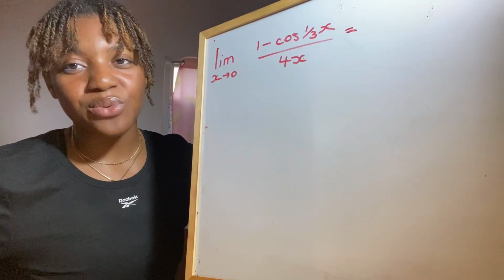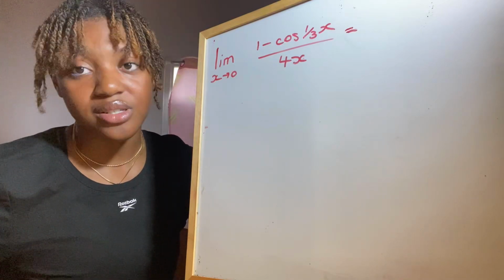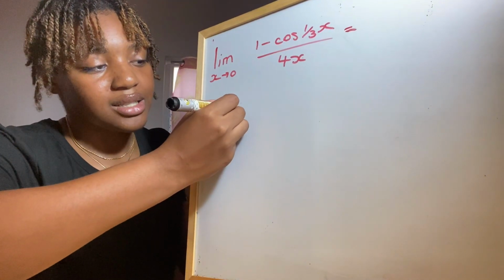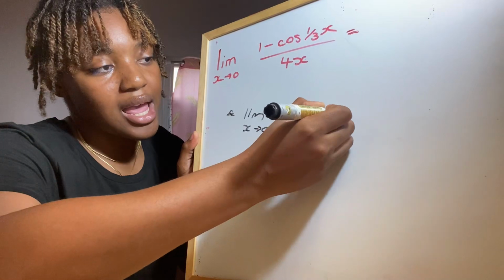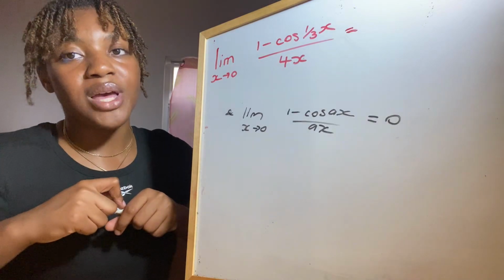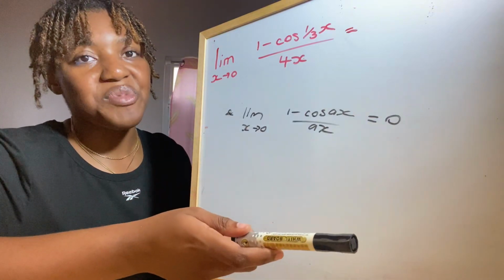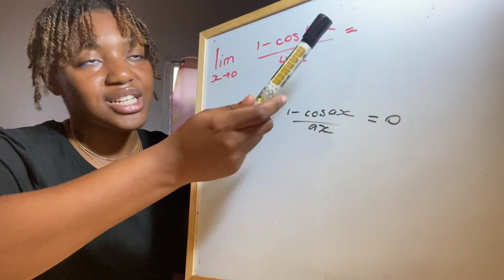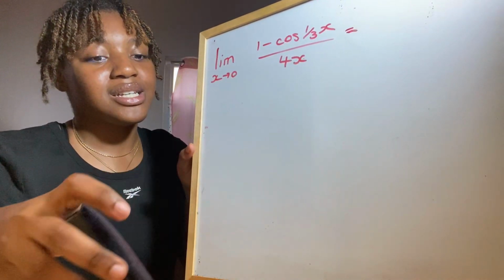So this is our next question. We're trying to find the limit of 1 minus cos 1/3 x over 4x as x approaches 0. With this question, recall the special case that the limit as x approaches 0 of 1 minus cos ax over ax is equal to 0. So we want to find a way to have this function resemble this, where we have the same number in front of the x. Right now we have 1/3 in front of the x in the numerator and 4 in front of the x in the denominator. So we'll have to get it to the same number.